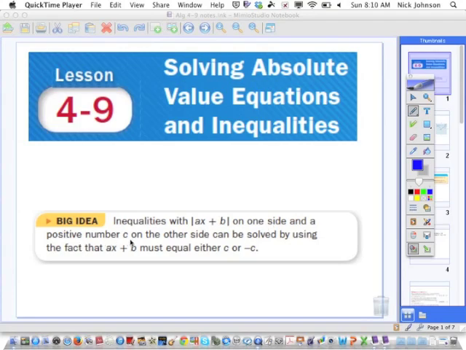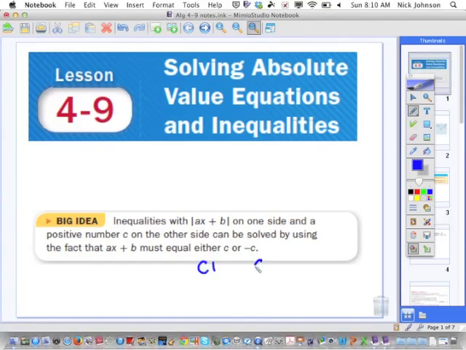and a positive number c on the other side can be solved by using the fact that ax plus b must equal either a positive c or a negative c. And this is where our case 1 and case 2 is going to come into play. Remember, we had case 1, case 2 the other day. We're going to have case 1, case 2 also today.